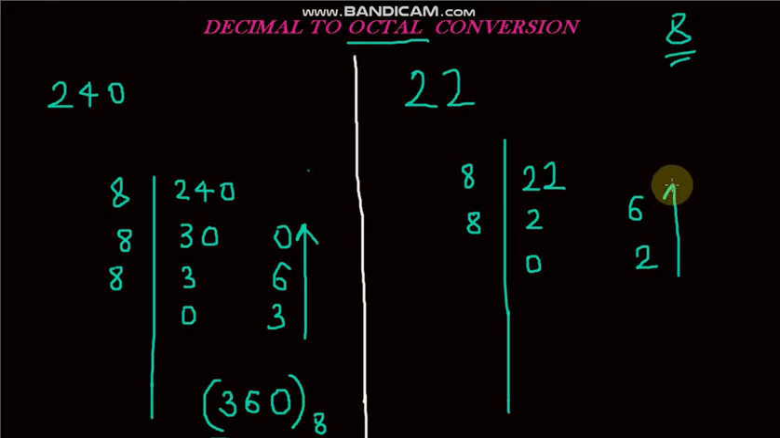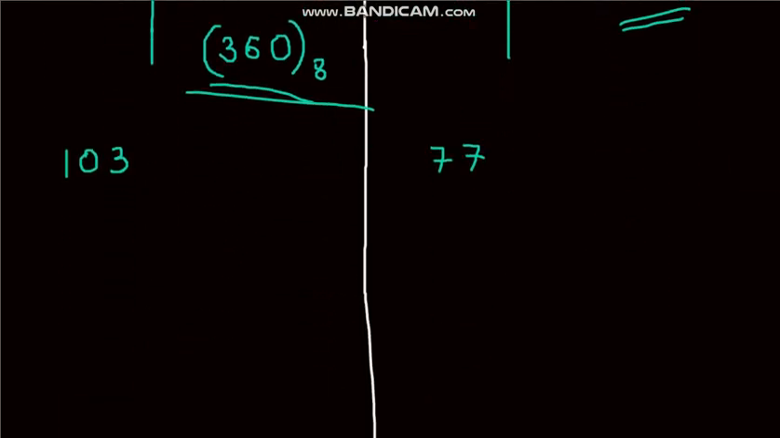And now, drawing the arrow from downward to upward and writing down the numbers, we get the first number as 2 and then the second number as 6, and the subscript will be 8 as it is in octal form. So this is our final answer. The number 22 in decimal is converted into octal and the answer is 26. Now let's take one more example.